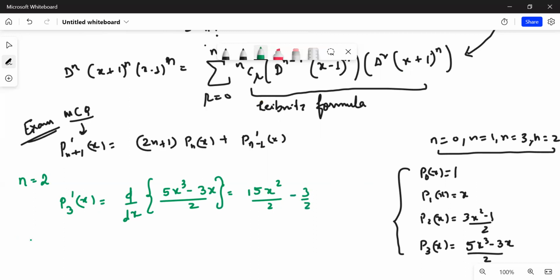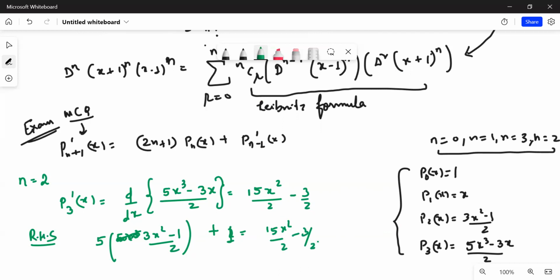And now let us write the RHS. So what would be the RHS? The RHS would be 5 times P2(x). Sorry, n equal to 2, enough. So it is 5 times (3x squared minus 1) by 2 because P2(x) is there. And then P1'. So P1' would be equal to, simply, 1 here. So if you take this, this will be 15x squared by 2 minus 5 by 2 plus 1, which is minus 3 by 2. So you can clearly see that your LHS is equal to RHS.